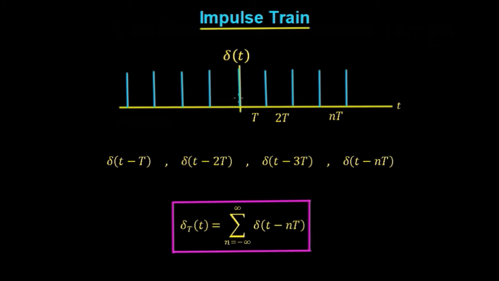So if we wanted to represent this impulse train as a function, we would simply have to add up all of the individual impulses. So this is the function we end up with here. It's going to be the sum from n equals minus infinity to plus infinity of delta(t minus nT). And this is going to be our impulse train, which we'll call delta subscript T of t. Now I've got that small subscript T there, it's just telling us that it's a time-based impulse train.